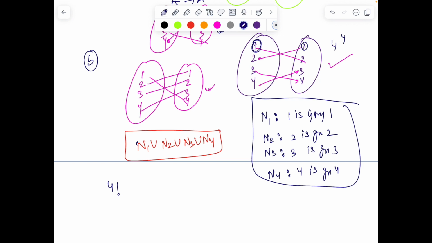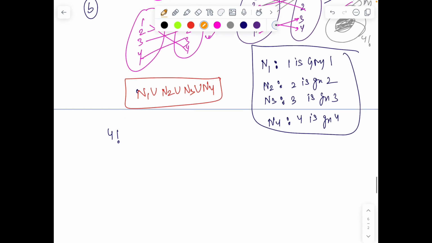Why am I writing the total number of functions as 4 factorial instead of 4 to the power 4? Because 1 is having 4 choices. When I write 4 to the power 4, it includes many-one functions also, like everyone going to 1. But that's not our problem statement. That will be too much. It would be like saying you are in India, when first we want to be in Bangalore. So for that, 4 factorial will be the total number of injective functions. Among those injective functions, there is a further restriction that you can't go to your own place.